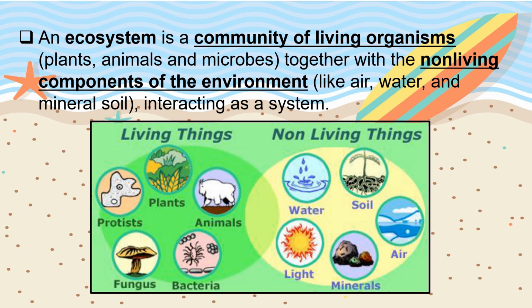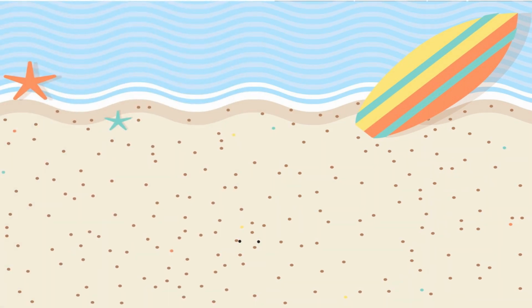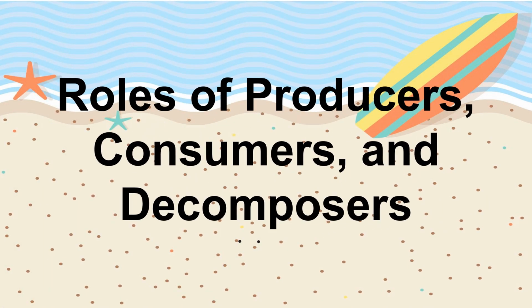An ecosystem is a community of living organisms, plants, animals and microbes, together with the non-living components of the environment, like air, water, and mineral soil, interacting as a system. Organisms have their own roles in an ecosystem. Let's proceed to the roles of producers, consumers, and decomposers.